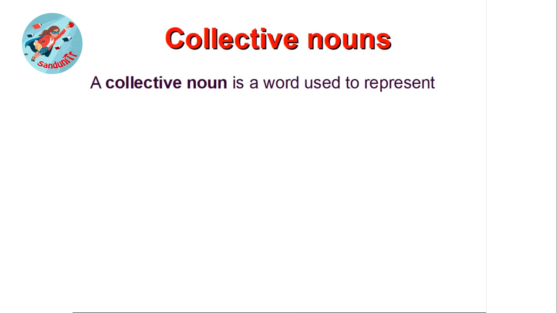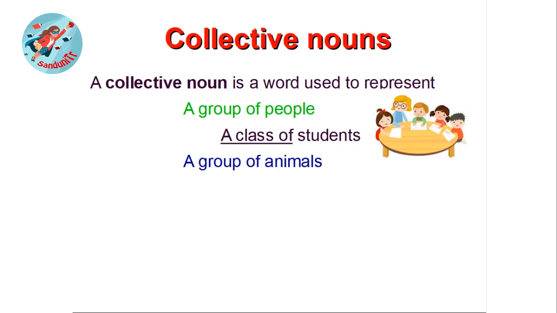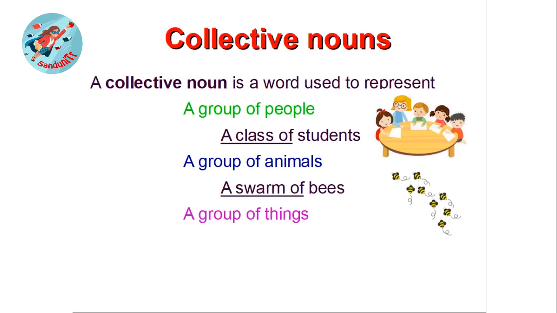So a collective noun is a word used to represent a group of people such as a class of students, a group of animals like a swarm of bees, a group of things like a bunch of keys.